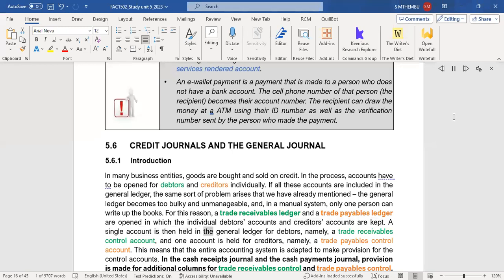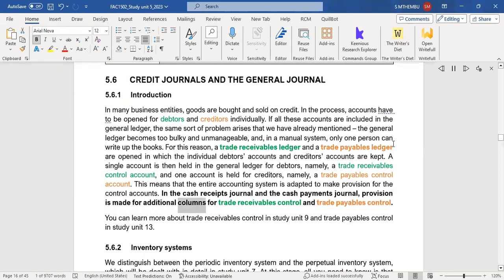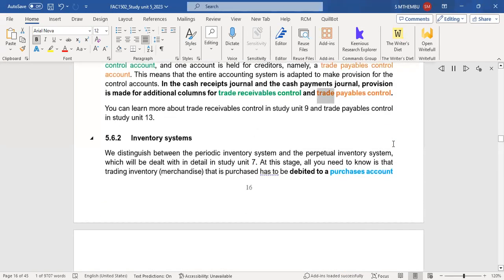A single account is then held in the general ledger for debtors, namely, a trade receivables control account, and one account is held for creditors, namely, a trade payables control account. This means that the entire accounting system is adapted to make provision for the control accounts. In the cash receipts journal and the cash payments journal, provision is made for additional columns for trade receivables control and trade payables control. You can learn more about trade receivables control in Study Unit 9 and trade payables control in Study Unit 13.